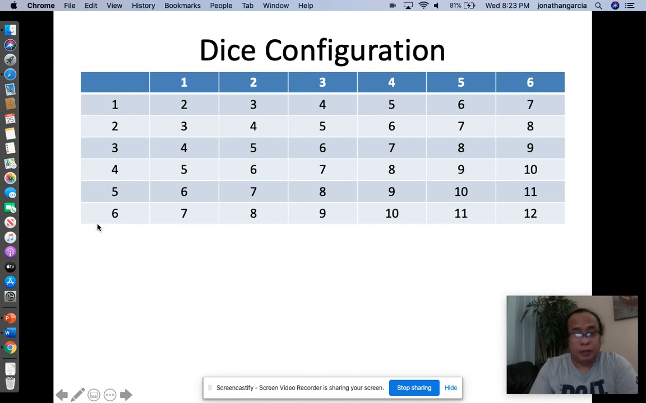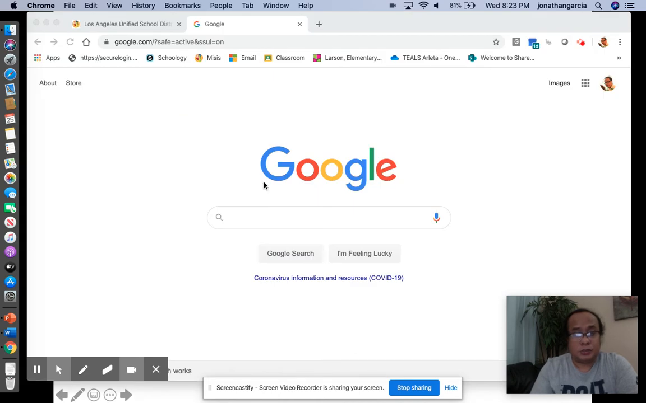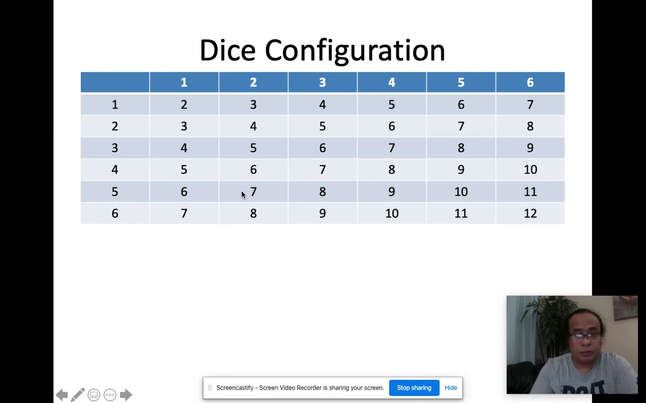This would be 1, 2, 3, 4, 5, 6, and 1, 2, 3, 4, 5, 6 on top. So these are the possible sums. Okay, so these are the possible sums, right? That is 1 plus 1 is 2, 2 plus 1 is 3, and so on.